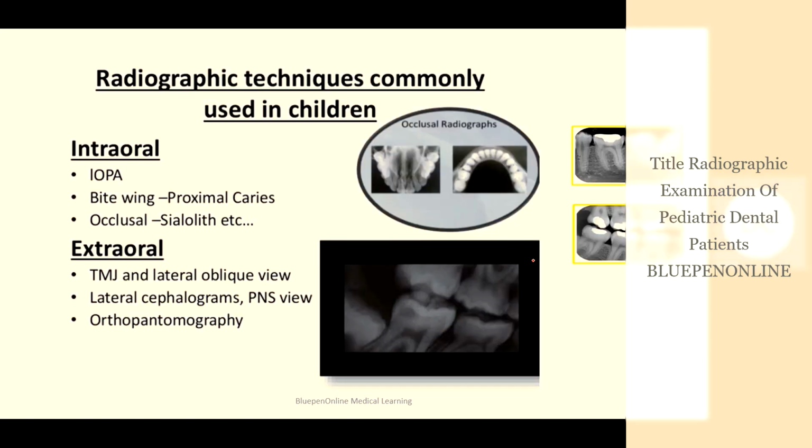Now, what are the techniques which we usually use in children as well as adults? So the commonly used techniques are intraoral techniques as well as extraoral. Under intraoral techniques, we have intraoral periapical radiograph and bite-wing technique. Bite-wing is commonly used for diagnosis of proximal caries, and there is the occlusal radiograph. Occlusal is mainly used in case of unerupted or impacted teeth, or also in case of sialolithiasis.